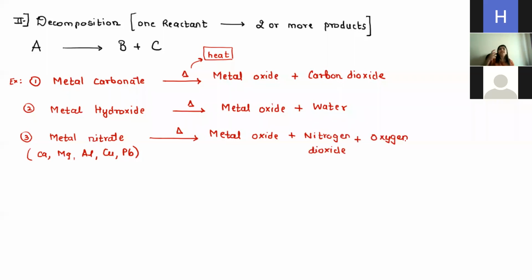But suppose they give you a chemical equation, how will you recognize that it's a decomposition? You will have only one reactant which is breaking down into two or more products. So please copy down. Synthesis is where you are making the product and decomposition is where you are breaking the reactants.